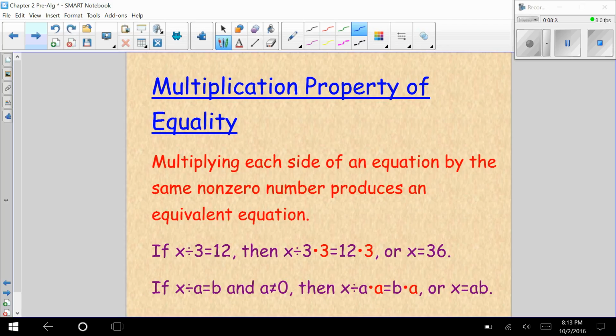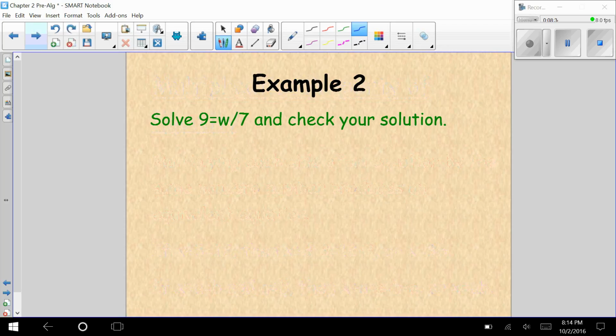Now it's important to note that in the division and multiplication properties, the number with the x cannot be 0. That is simply because we cannot divide by 0. The world will explode.